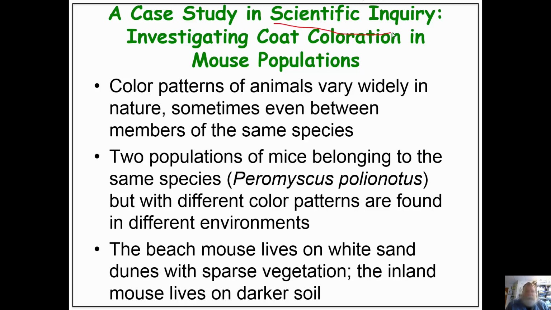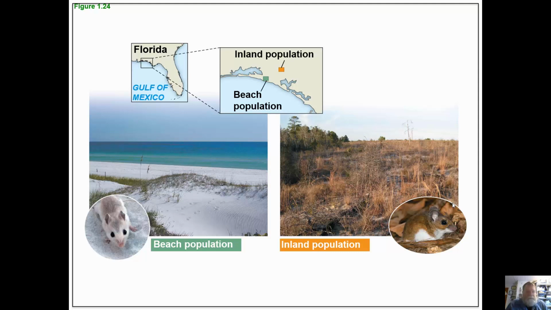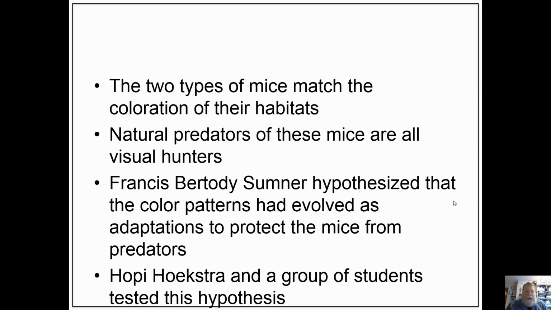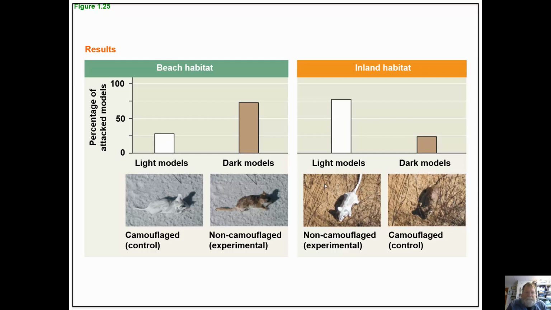So what we call scientific inquiry looks at coloration in mouse populations, and this kind of experiment has been done many times. Basically you have two populations of mice. It's the same genus and species, so they can mate with one another, but they have a different form. The mice that live on the beach are more white in color. The mice that live more inland have a more mottled look. One of the hypotheses was that in the beach habitat, because a lot of the predators tend to be more visual, non-camouflaged mice would get attacked a lot more.